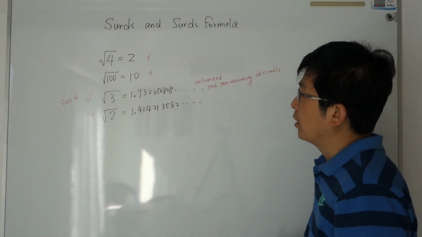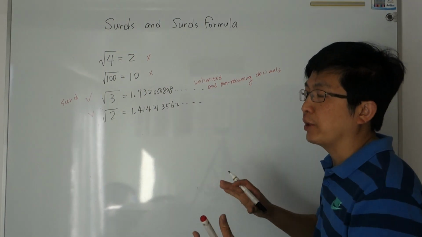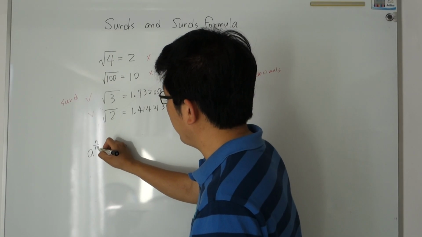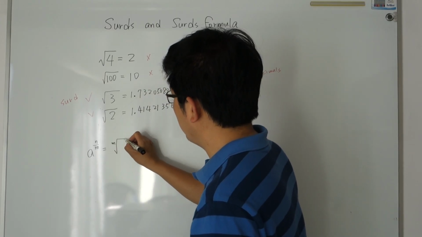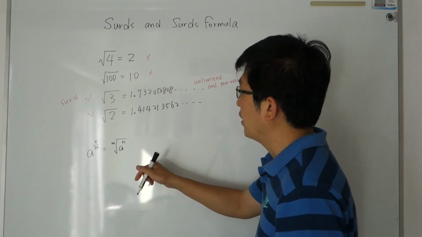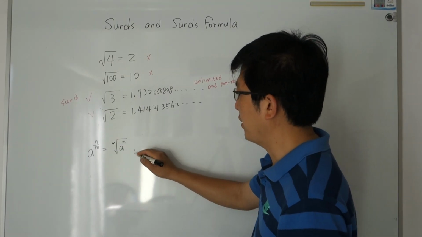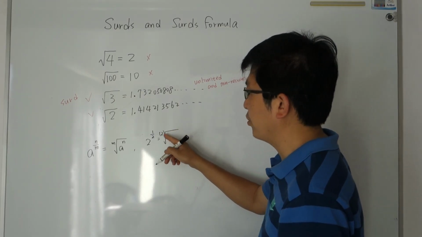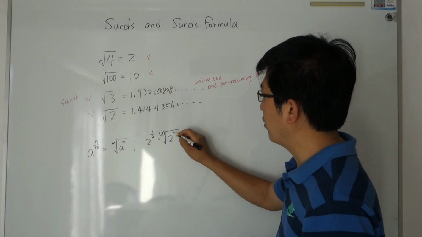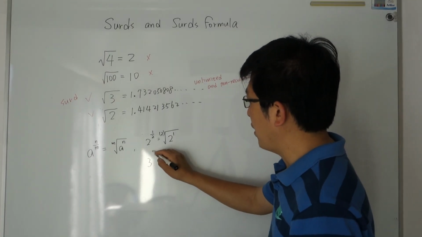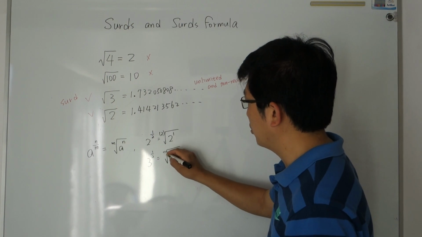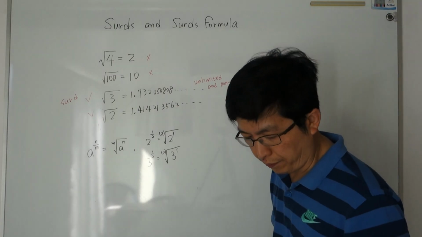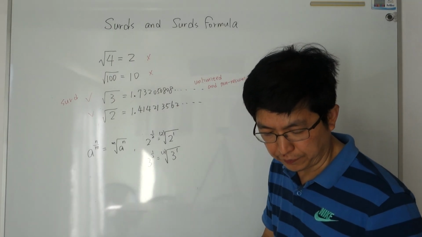And surds connect to the concept of the raising power of the index law. Remember, a power n over m equals the m-th root of a power n. Therefore, this one comes from this one. For example, 2 power 1 over 2 equals square root 2. We don't need to write the index 2 here. And 3 power 1 over 2 equals square root 3. You don't need to write it.